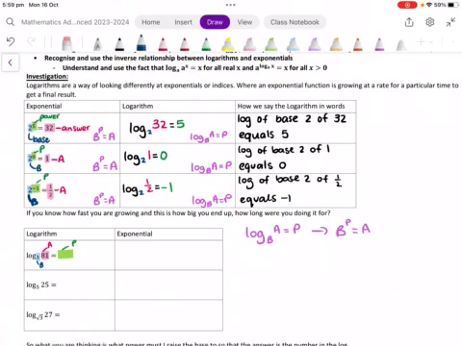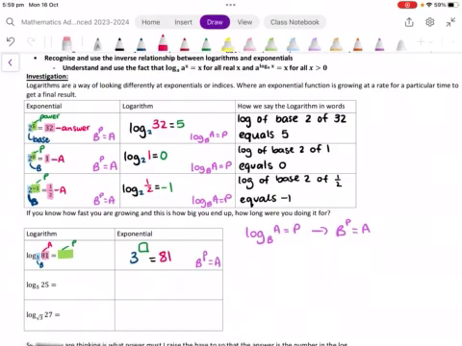So we have our B and our A, and we still want to work out what our power is. So for our exponential, we have our base of 3 to the power of what is equal to 81. So what we want to say to ourselves is 3 to the power of what equals 81.